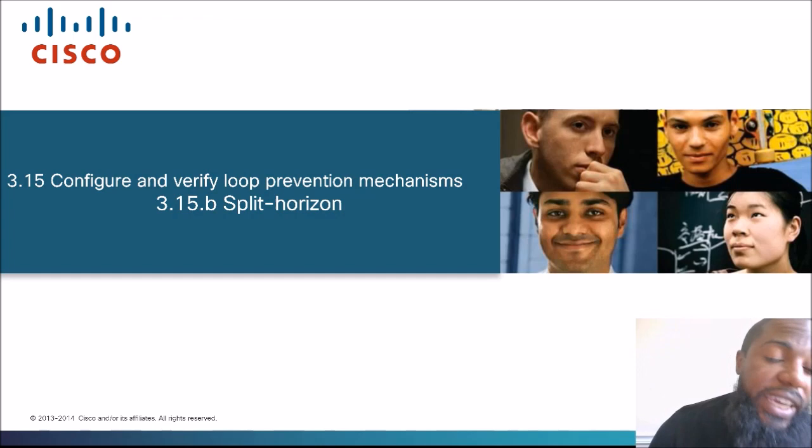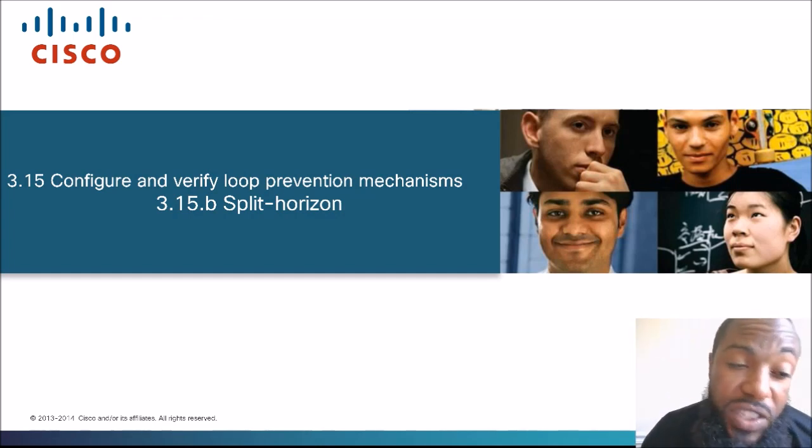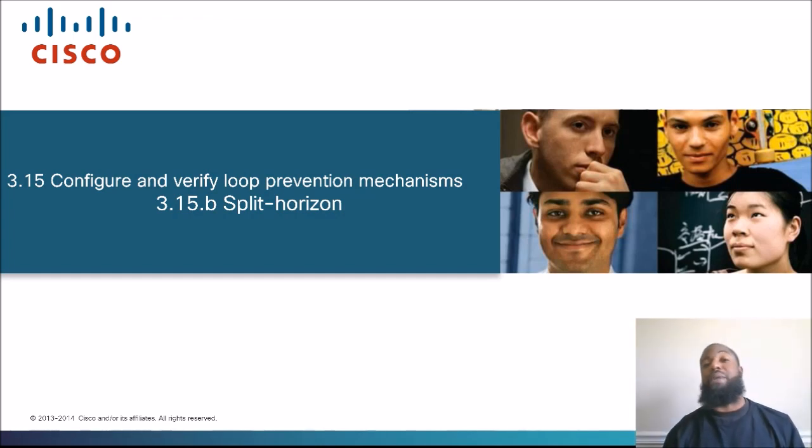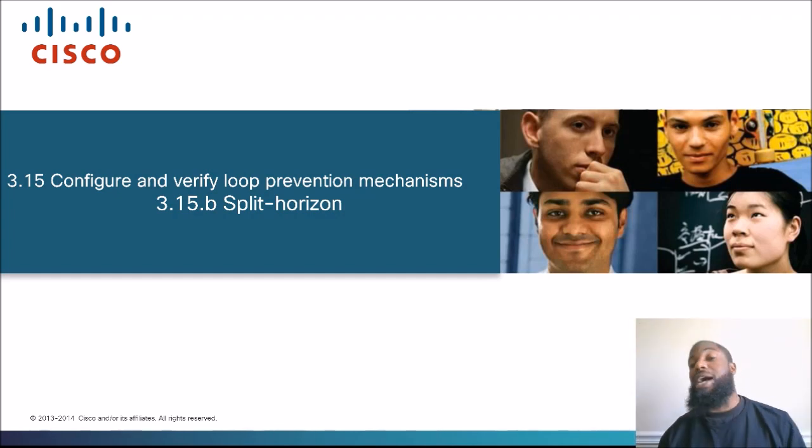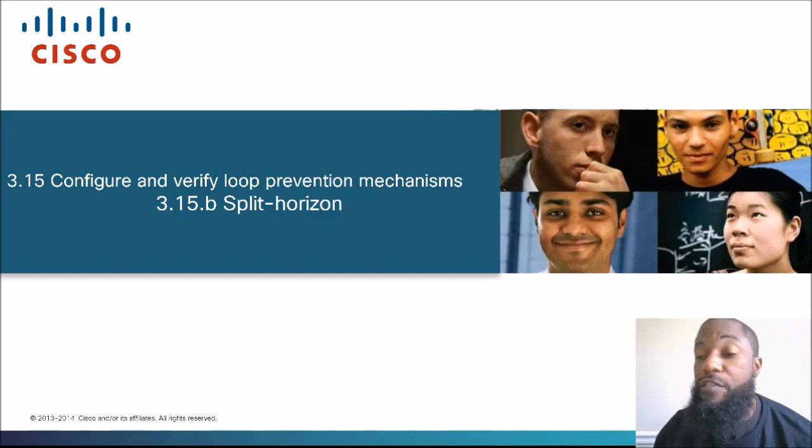And today's topic is Section 3.15, Configure and Verify Loop Prevention Mechanism. This is subsection 3.15b, Split Horizon. This is a topic in the CCNP ROUTE exam code 300-101, version 2.0.